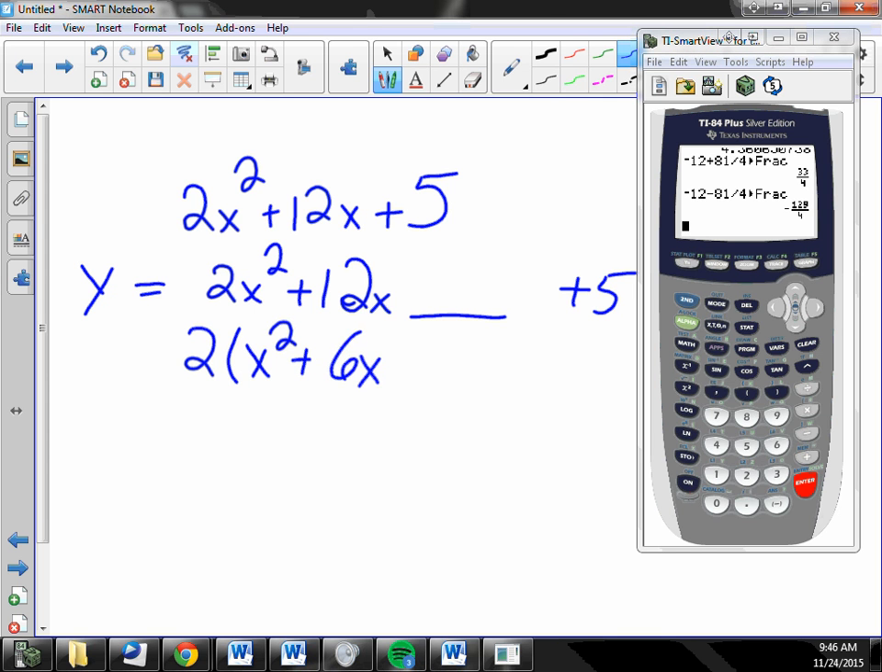Plus 6x, leave a space, plus 5. Notice, pulling a 2 out did not affect the 5. Yes. Just regular paper will work.